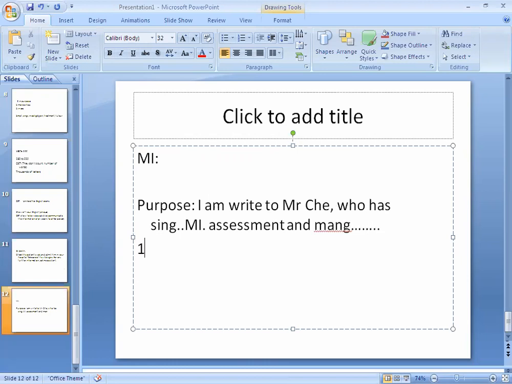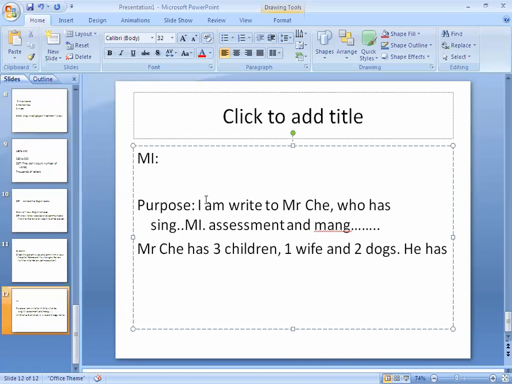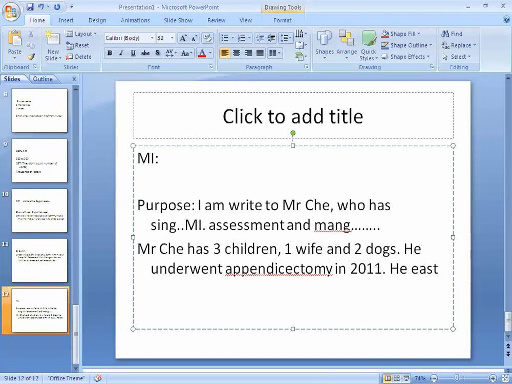After that, you start like this. Second para. Mr. Che has 3 children, 1 wife, and 2 dogs. He underwent appendectomy in 2011. He eats junk food and he smokes 5 cigarettes per day.